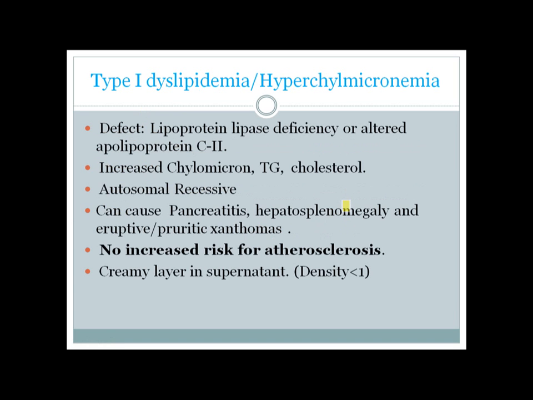So now we have some disorders of lipoprotein metabolism, and the first one is type 1 dyslipidemia. The major problem in type 1 dyslipidemia is hyperchylomicronemia. It occurs due to a defect in lipoprotein lipase or altered apolipoprotein C2.